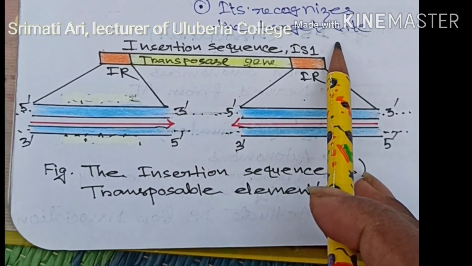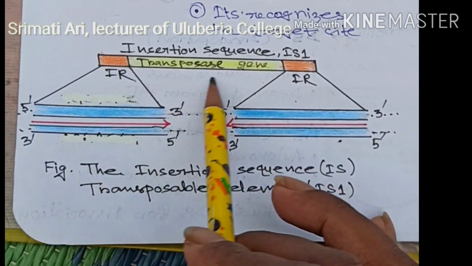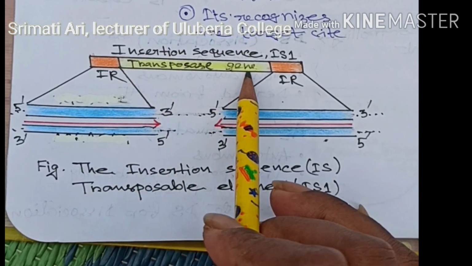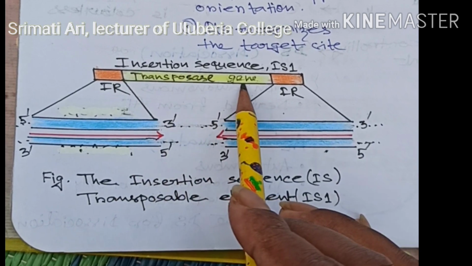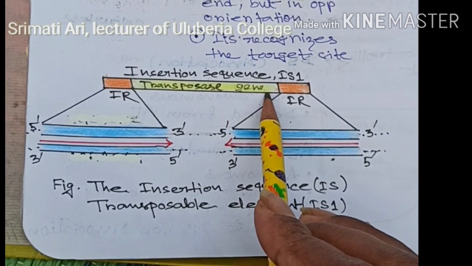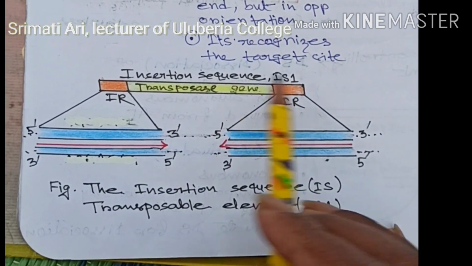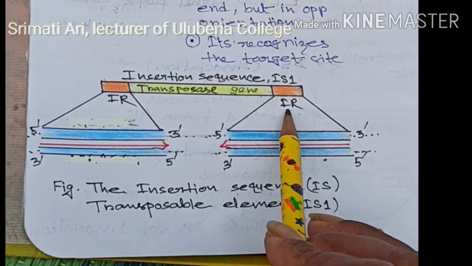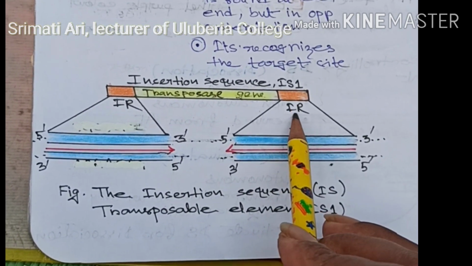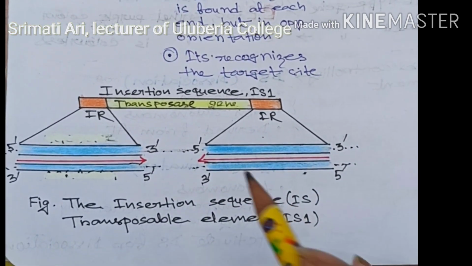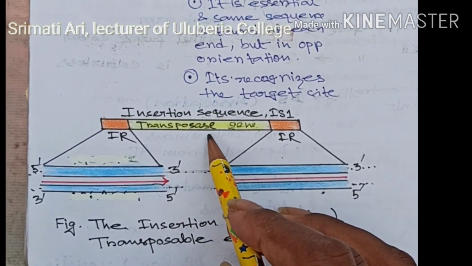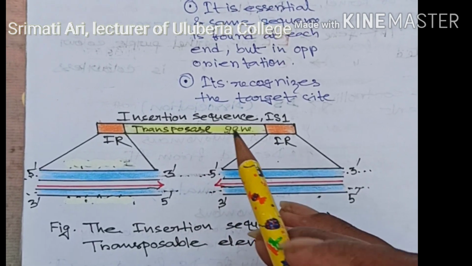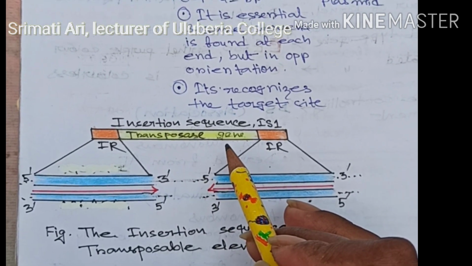This is the simple drawing of insertion sequence. It consists of two sequences. The middle one is the transposase gene and the end portions contain terminal inverted repeats. Transposase genes actually encode the enzyme that is necessary for transposition.